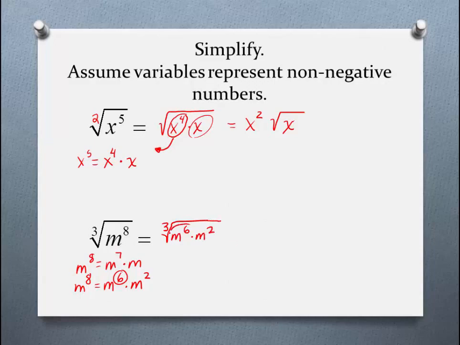And then again, the factor that the index will divide into, that's going to come outside of the radical in its simplified form. So the cube root of m to the 6th is m squared. That's outside of the radical. And then I still have a cube root left with this factor underneath it. And notice that in both of these answers, the exponent that's left underneath the radical is smaller than the index.